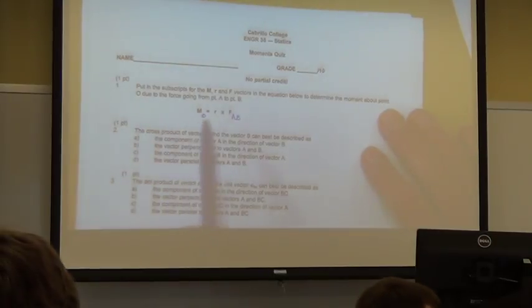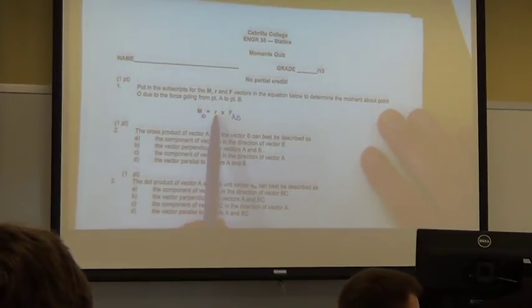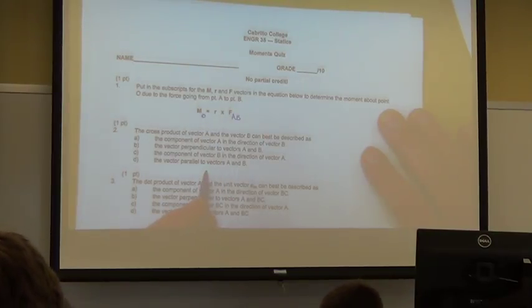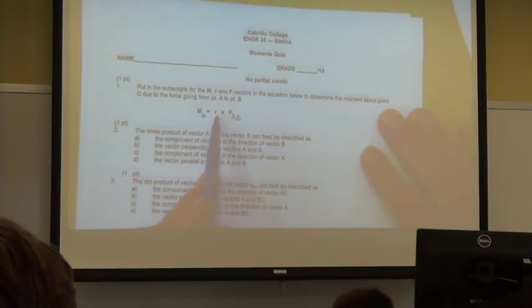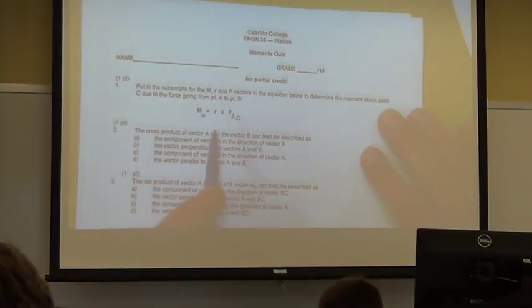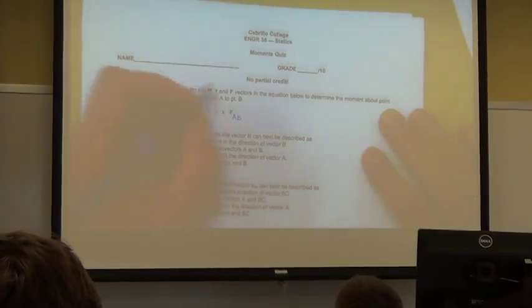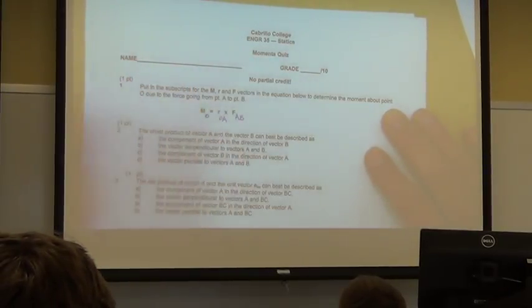Okay, Ethan. Now we're looking at the R. So what subscript should R have? Say it again. We're talking about the subscripts. And R is not a unit vector, right? Because R represents a distance. Heather, which should the subscripts of R be? O to A. And why?